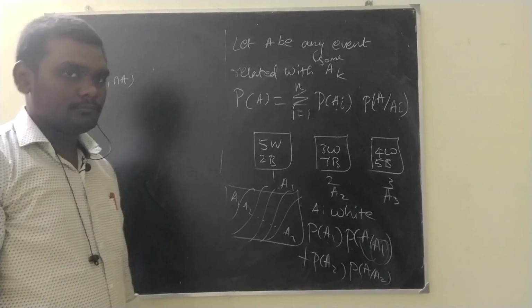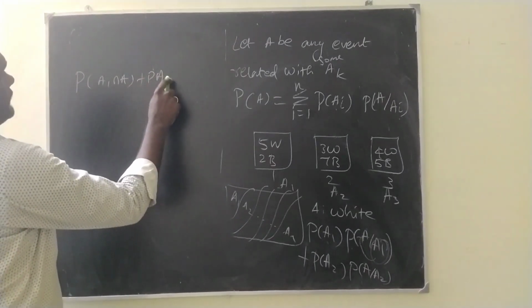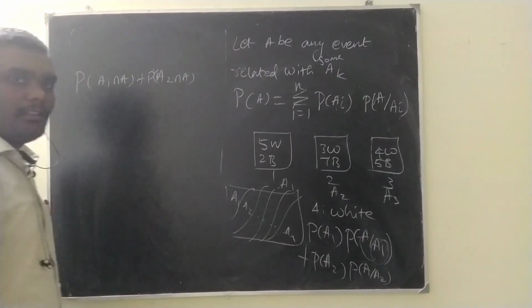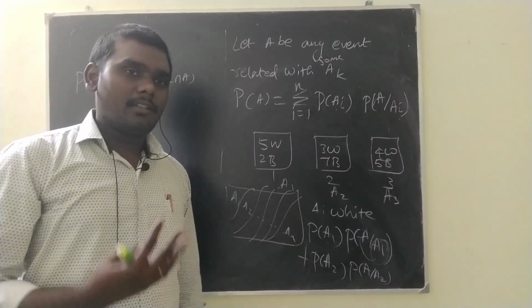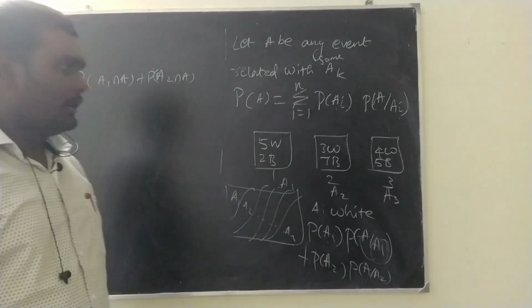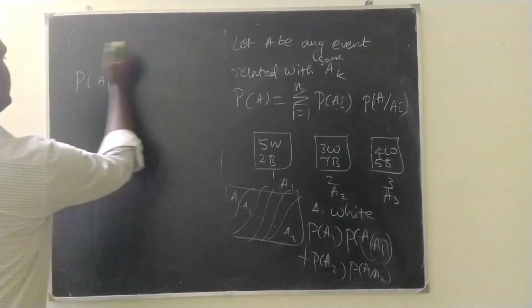Likewise, probability of A2 intersection B. Then by the multiplication theorem we can write it in this form. That is why in the first place I asked you what is the multiplication theorem, what is conditional probability, everything. Clear? So that is total probability.